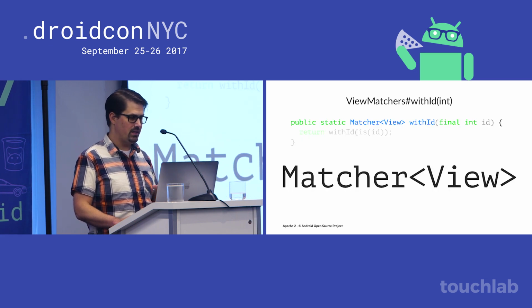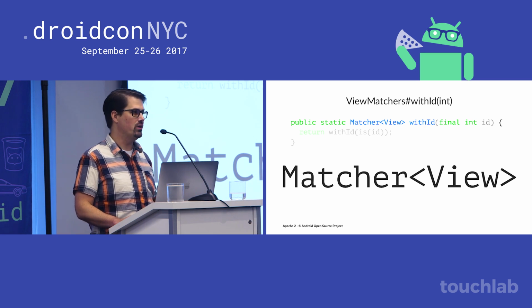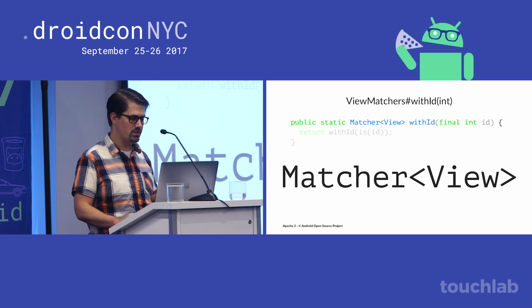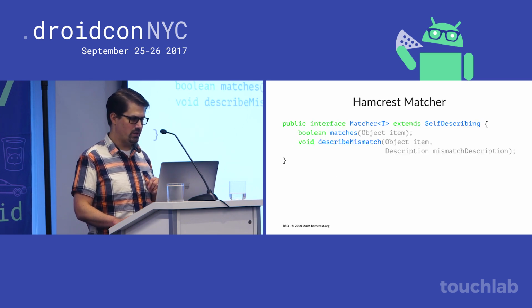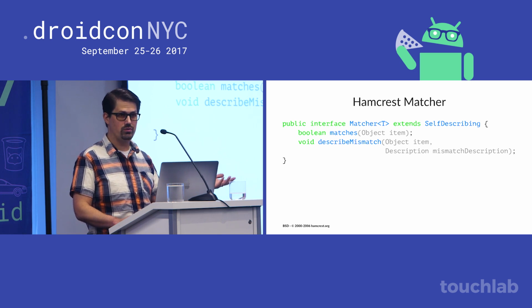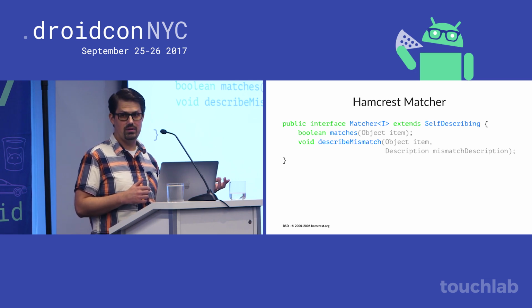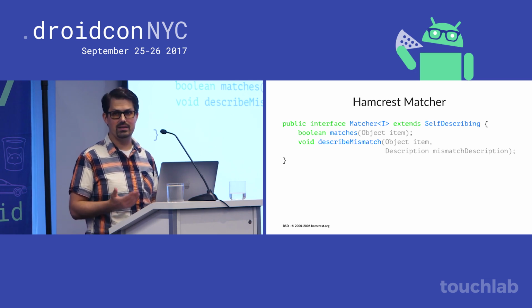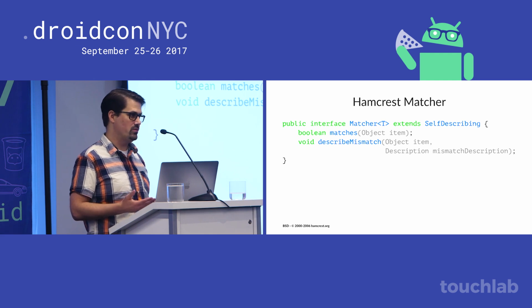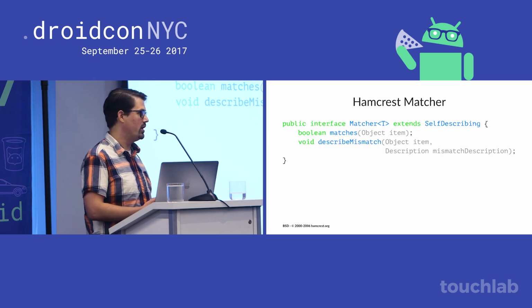withId takes that integer and it's going to return a Matcher of View. Matcher is not an Espresso API. It comes from a library called Hamcrest. So let's take a brief detour to look at what Matcher is. Matcher is a very simple interface. You can give it an object and it will return true or false, whether it matches or does not match. Then it also has a method that allows you to describe why it didn't match. And this is very useful for logging and debug output.